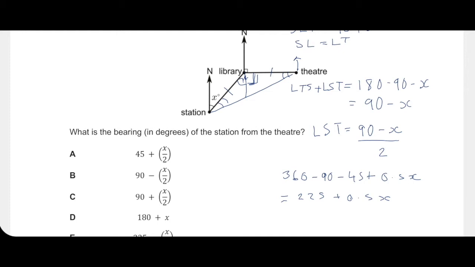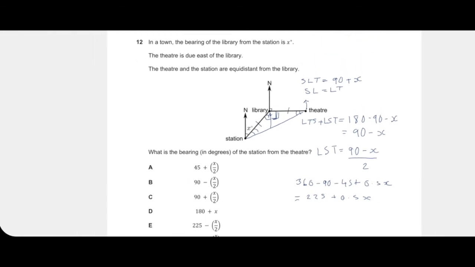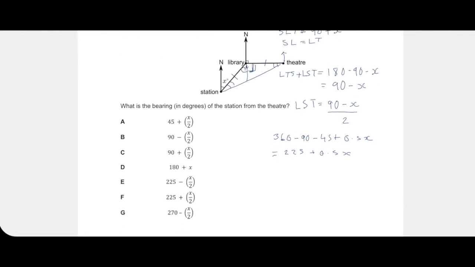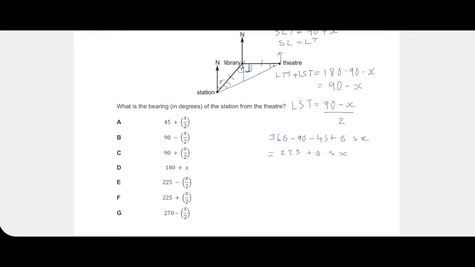So, 360 minus 90 minus 45 plus 0.5x is equal to 225 plus 0.5x. And that is the answer to the question. We worked out the bearing from the library to the station. Well, I mean the theatre to the station. And therefore, the answer to this question is F. And that is question number 12 completed.